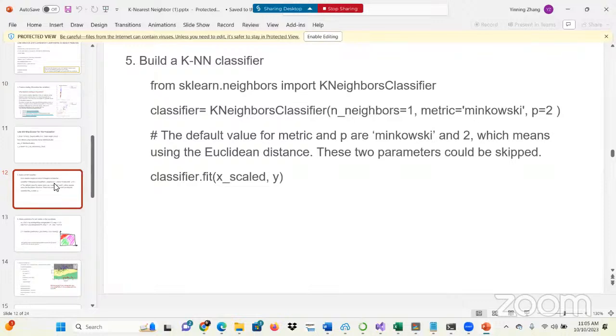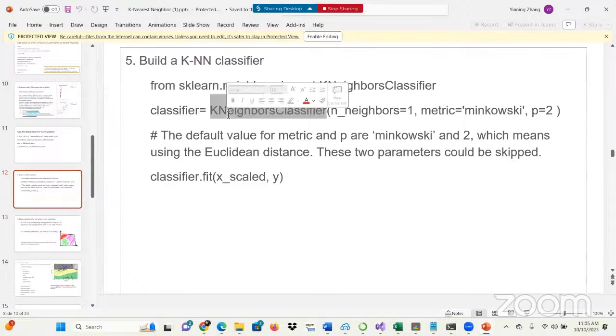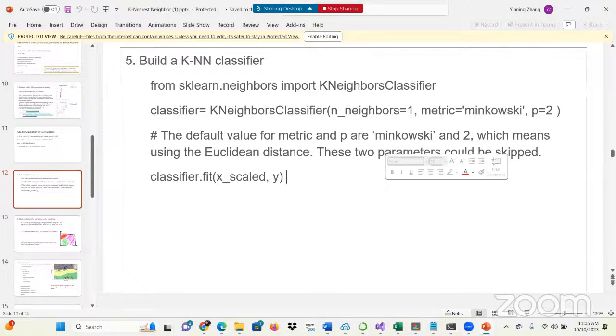It's exactly the same as what we did. You just import the library, get this function, and then you use this function to fit the x and y, and then you can use this model to predict. However, there are some arguments you want to pay attention to. This is n_neighbors equals 1, which means it's based on only one neighbor. If you want it based on 2 neighbors or 3 neighbors, then this number should be changed.